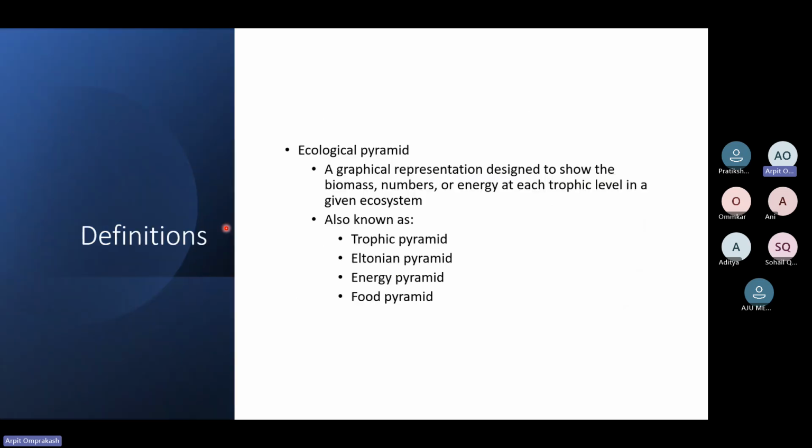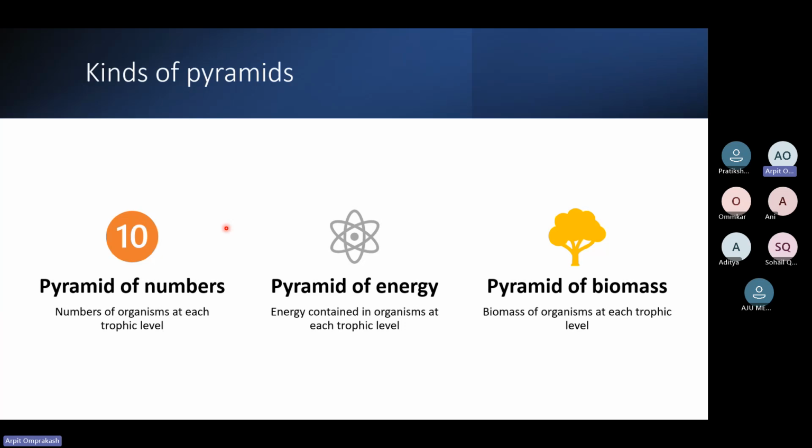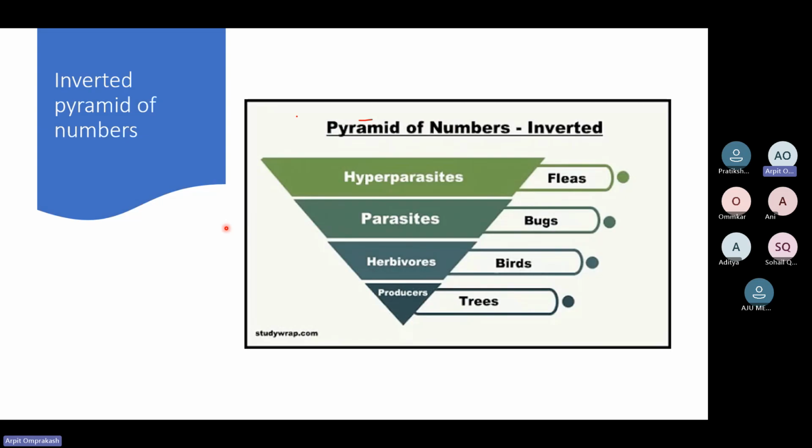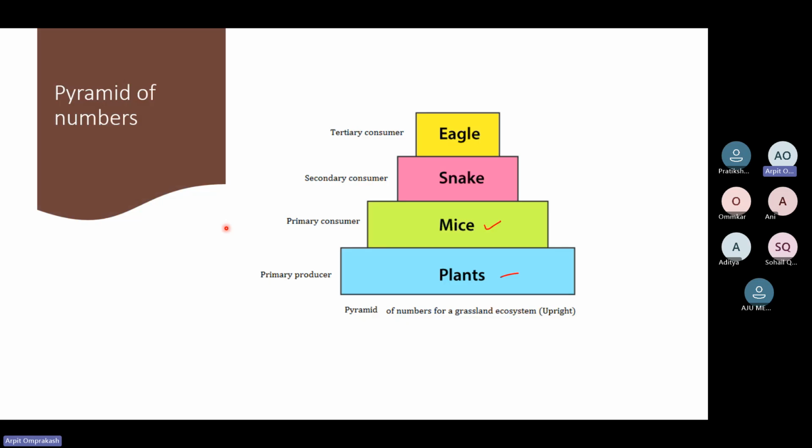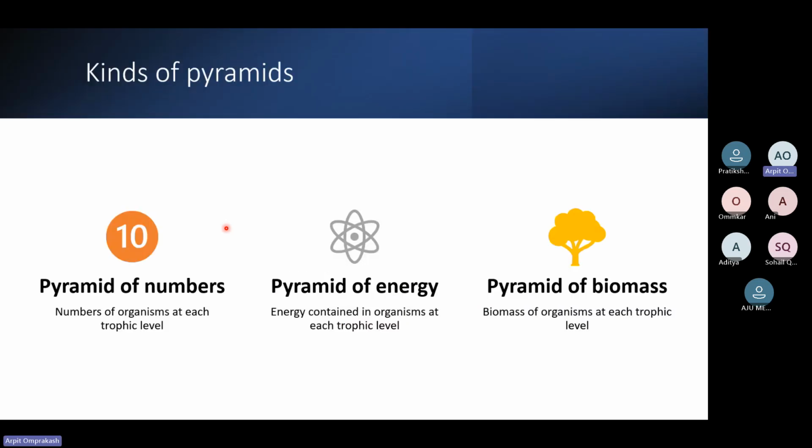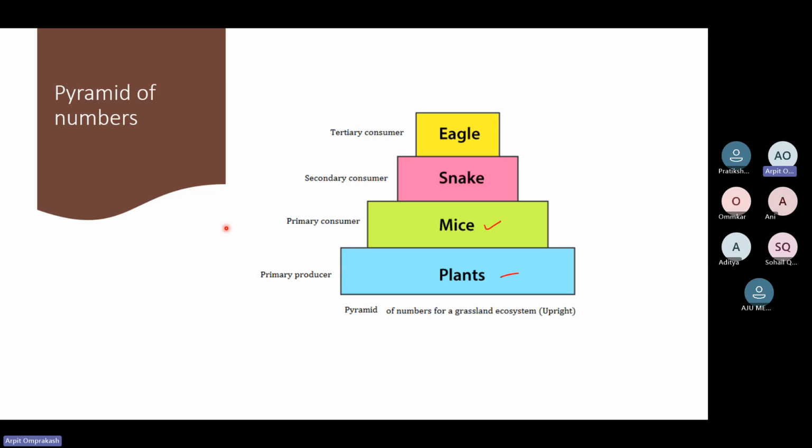We talked about the ecological pyramid, which is a graphical representation to show the biomass, numbers or energy at each trophic level in a given ecosystem. It's also known as trophic pyramid, Eltonian pyramid, energy pyramid, or food pyramid. So there are three kinds of pyramids: pyramid of numbers, pyramid of energy, and pyramid of biomass. The pyramid of numbers tells you how many organisms are there at each trophic level.